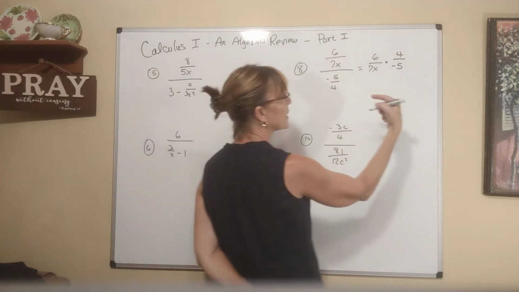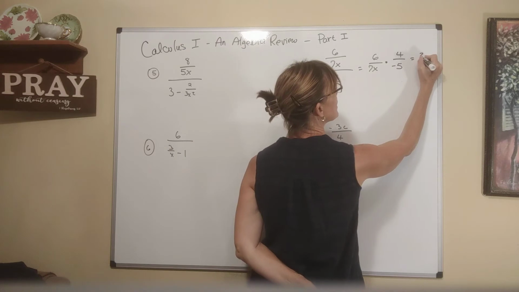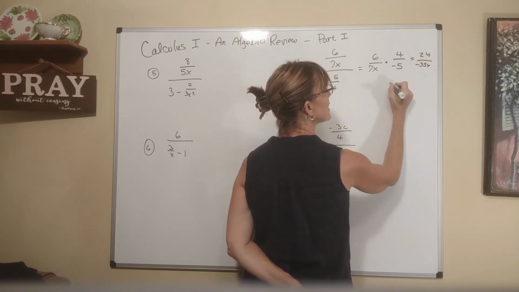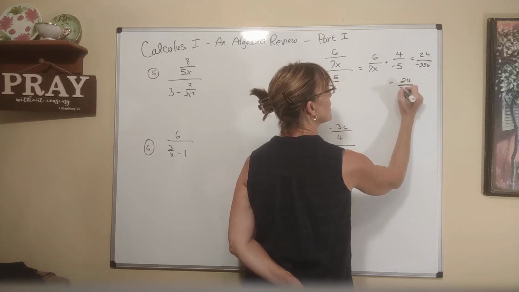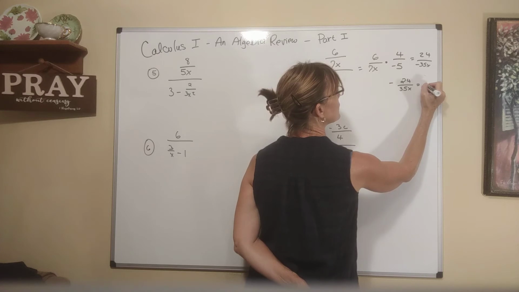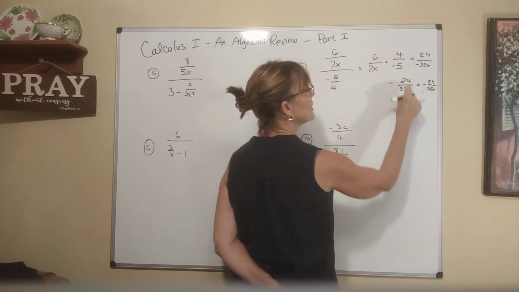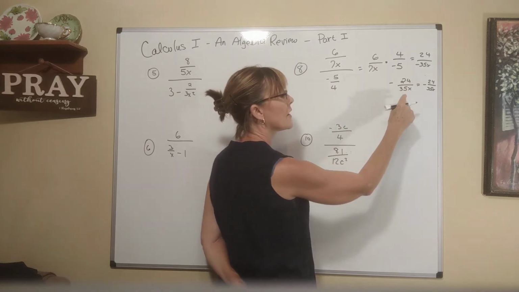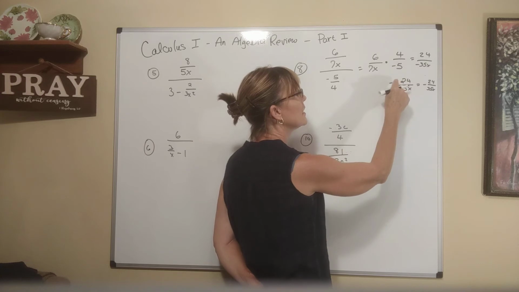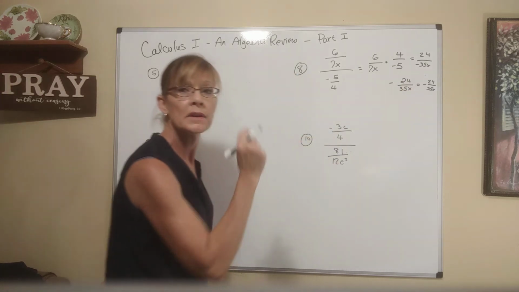So now we're just multiplying fractions. This is going to be 24 over negative 35x, which could also be written as negative 24 over 35x, which could also be written with the negative in the middle. All of these mean the same thing. 24 is in the numerator, 35x is in the denominator, and the negative could be in the denominator, in the numerator, or in the middle, and they all mean the same thing.